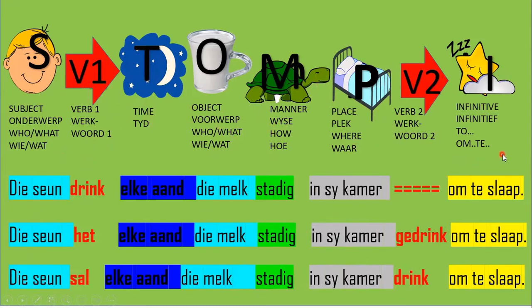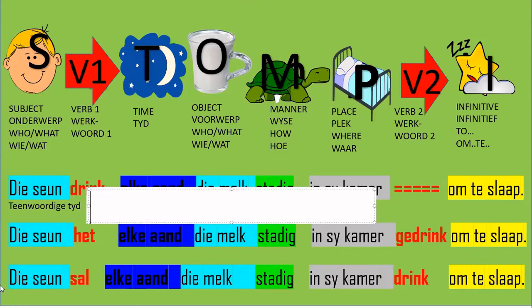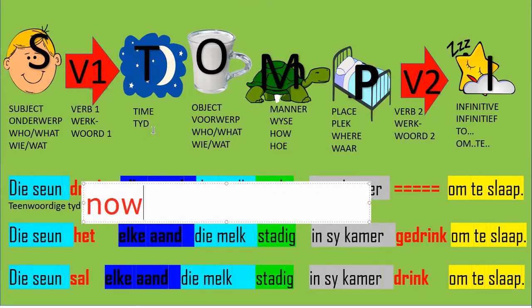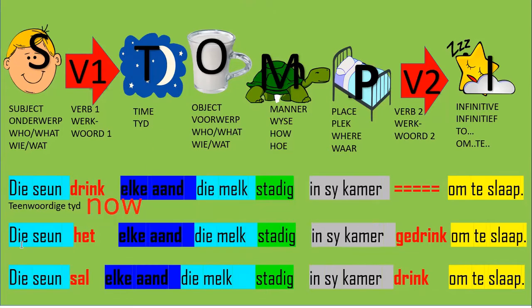Nou, hierdie is nou teenwoordige tyd. Sien julle hierdie? So hierdie sinnetjie hier, die seun drink elke aand die melk stadig in sy kamer om te slaap, is teenwoordige tyd. En teenwoordige tyd is what? It is, let me write there, it is now. Teenwoordige tyd is now. The power of now. Teenwoordige tyd, now.